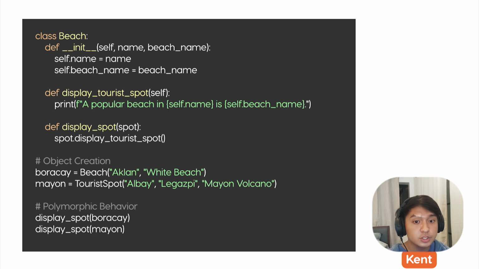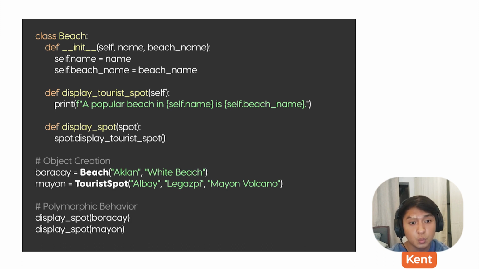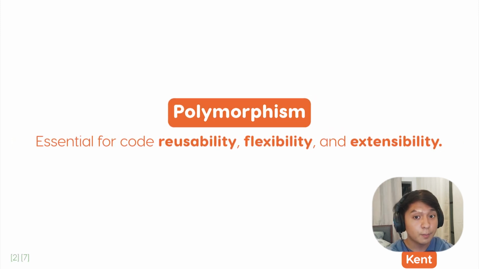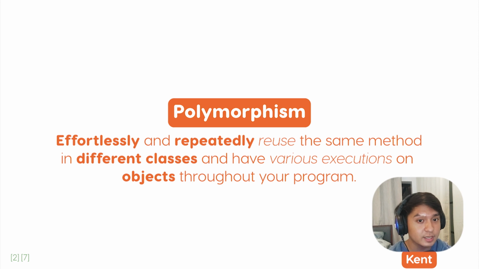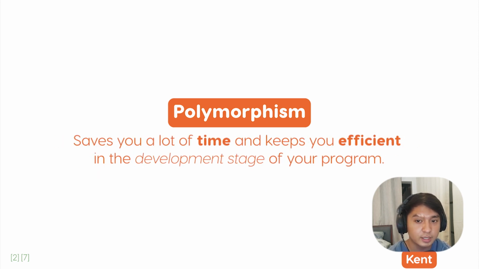This way, the same function displaySpot can operate on objects of different types, Beach and TouristSpot, which is the essence of polymorphism. In essence, polymorphism is essential for code reusability, flexibility, and extensibility. As we've observed from our example, you can effortlessly and repeatedly reuse the same method across different classes, and have various executions on objects throughout your program. This saves you a lot of time and keeps you efficient in the development stage of your program.